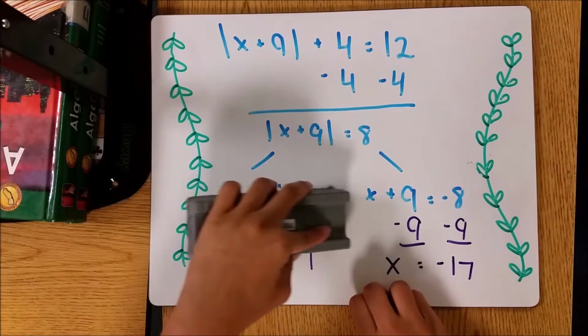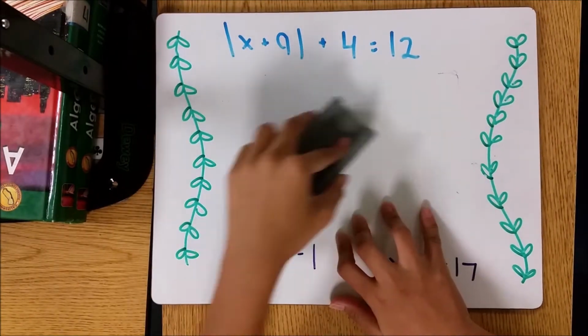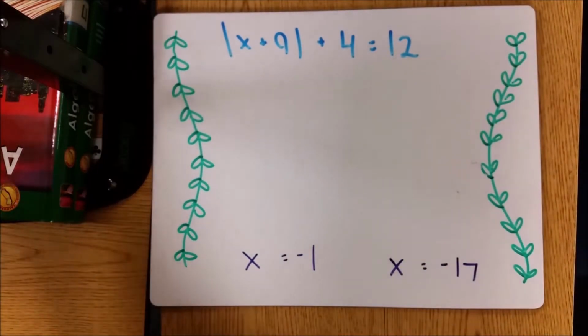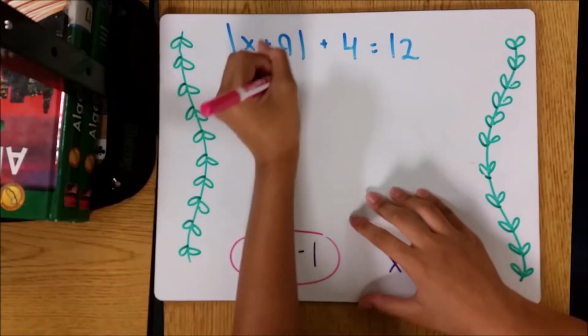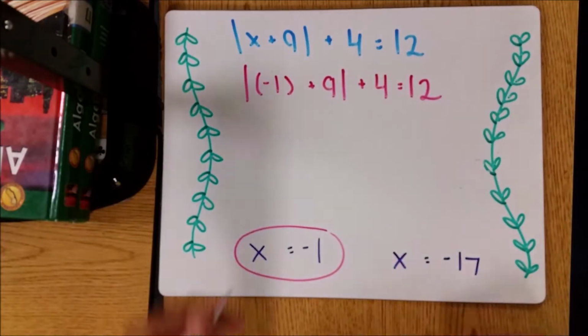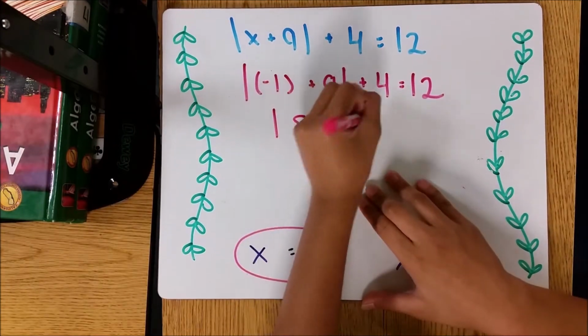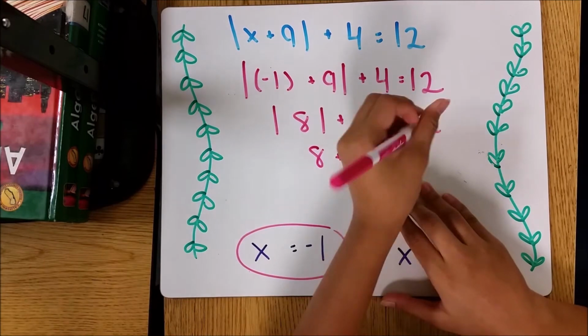Now that we have our solutions, we will plug the solutions back into the problem. This will be our check step. The first thing to do is plug negative 1 into the equation. The absolute value of negative 1 plus 9, plus 4 equals 12. And you should get the absolute value of 8 plus 4 equals 12. You end up with 12 equals 12.